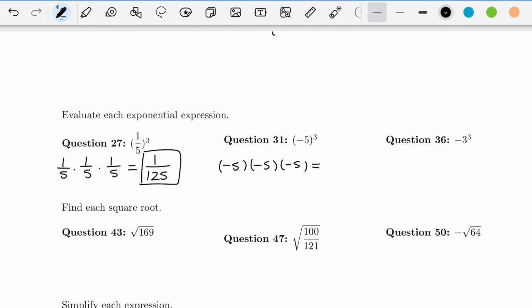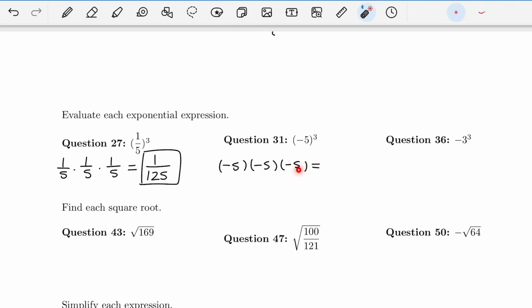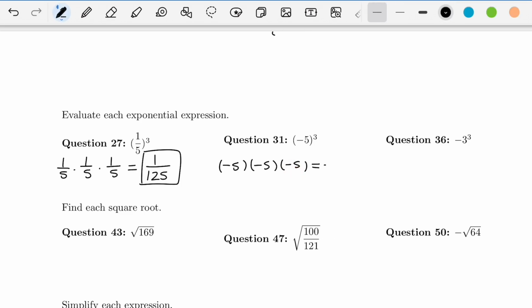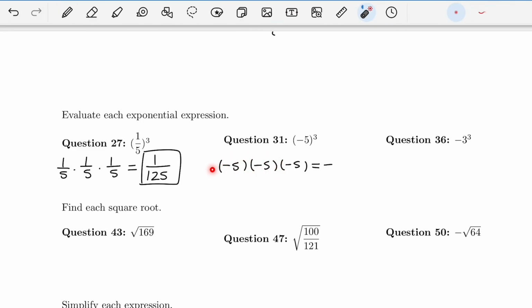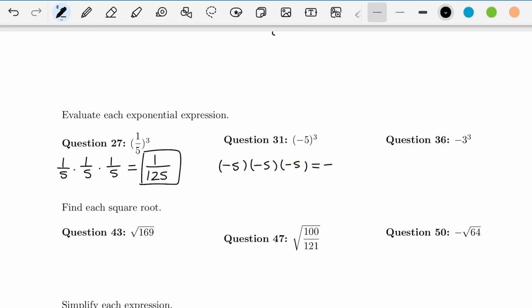So this is going to be, notice we have 5 times 5 times 5, which we know is going to be 125 from the previous question. However, we have a negative times a negative, which will make this product positive. So negative 5 times negative 5 will give us positive 25. Then we're multiplying that again by another negative 5. So this tells us that our final answer is going to be negative, because this product will be positive 25, then we're multiplying a positive number by a negative, which will be a negative number. So this will be negative 125.